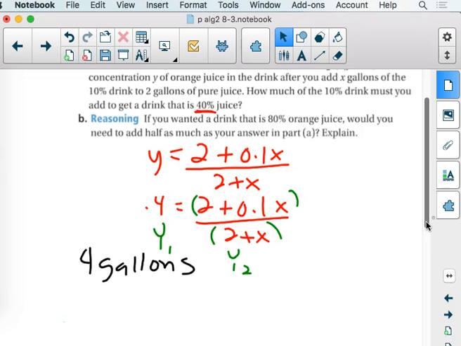Now this one says, what if you wanted to make it 80% juice? Do you suppose you'd just add half as much? Yep. As before? Well, let's check it out. All we have to do is change this to 0.8. And then our window, we probably want to change this to a 1 now, so we're sure we could see that 0.8. So you guys are saying 8 gallons. I don't know, it doesn't look like 8 gallons. Let's see. Second trace number 5. 0.57 gallons.